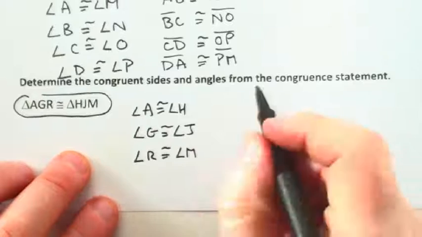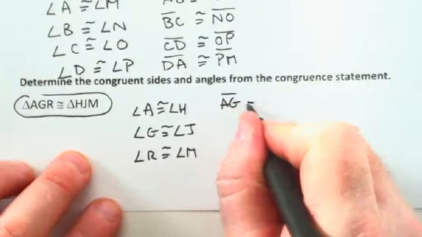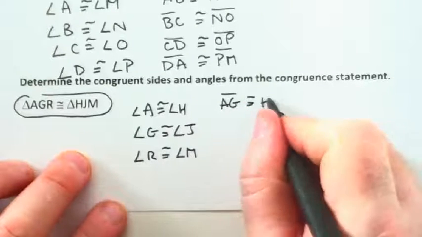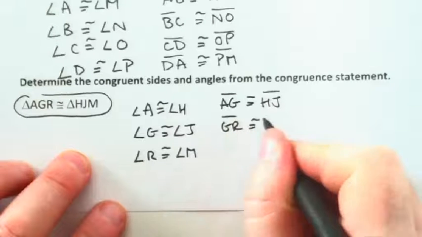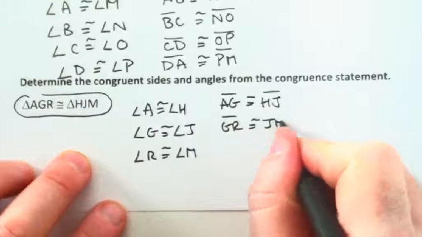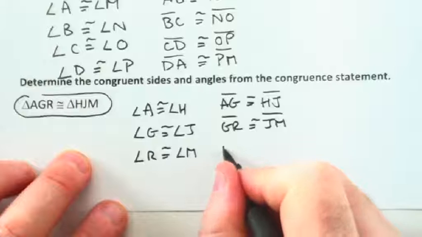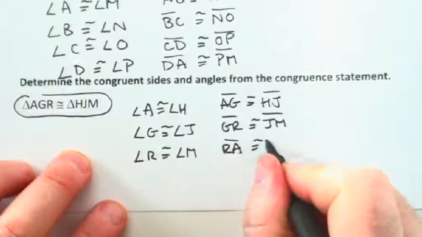We would know that AG, that length of a side, would be congruent to HJ. That GR would be congruent to JM. And finally that RA would be congruent to MH.